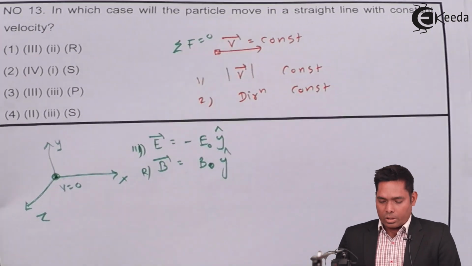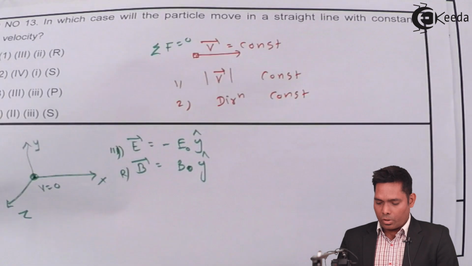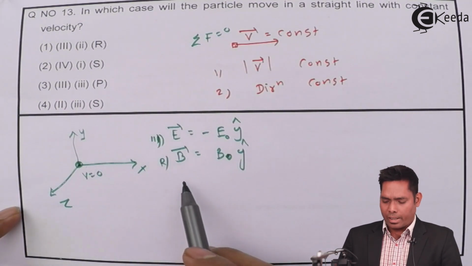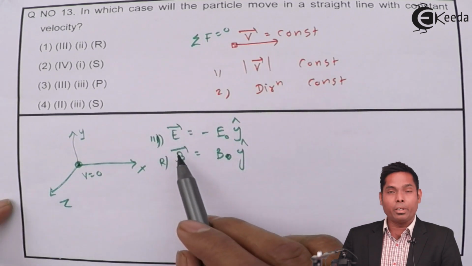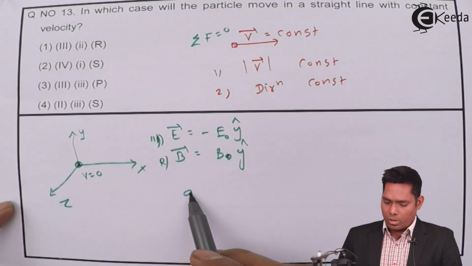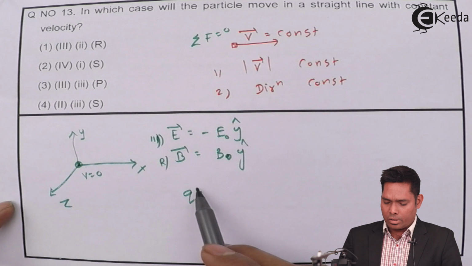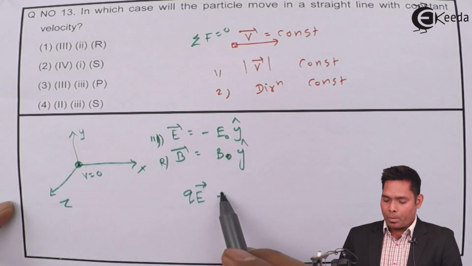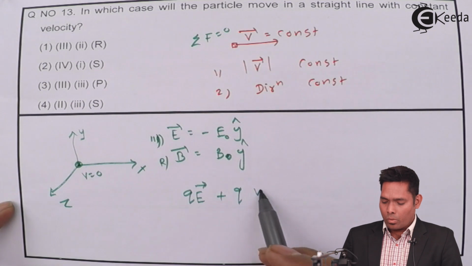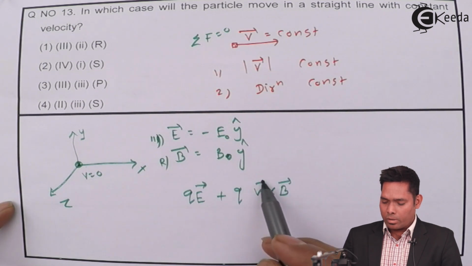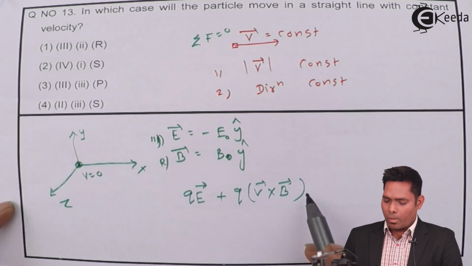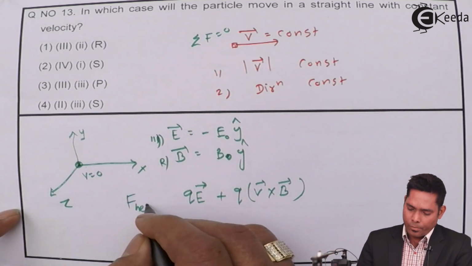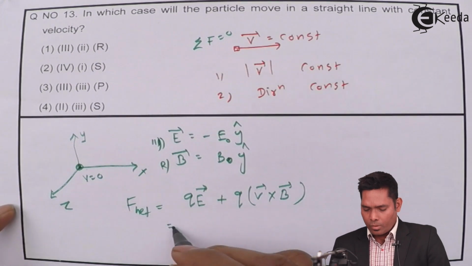Let us find the net force that is acting on the charged particle, because of the combination of these two fields. The total force is the electric force due to the electric field plus the force due to the magnetic field. The sum of these two should be 0. Let us see whether this net force is 0 or not.